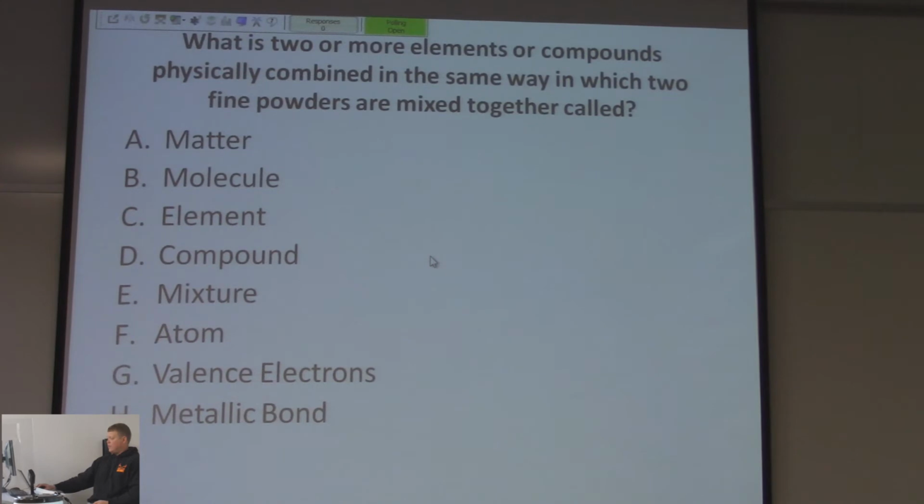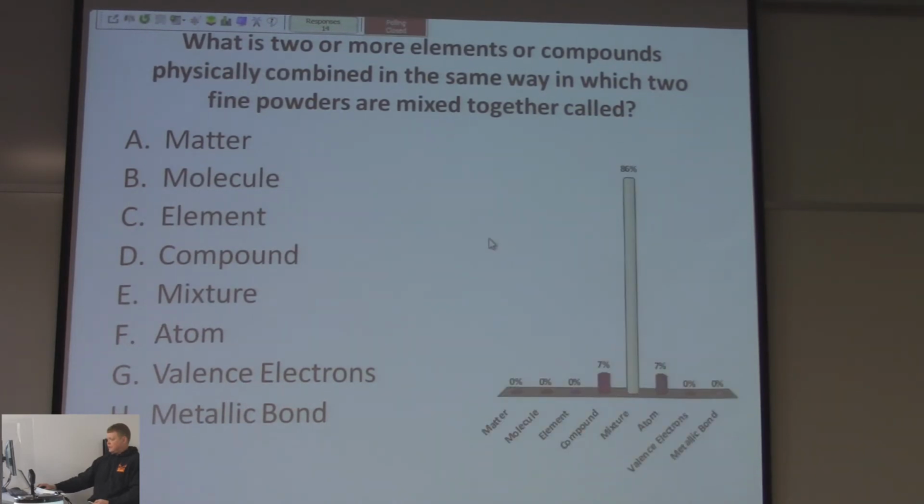What is two or more elements or compounds physically combined in the same way in which two fine powders are mixed together called? Matter, molecule, element, compound, mixture, atom, valence electrons, or metallic bond? When you hear physical, you're going to think mixture, right? A homogeneous one and a heterogeneous one. So mixture is correct. 86% of you were right on the money.